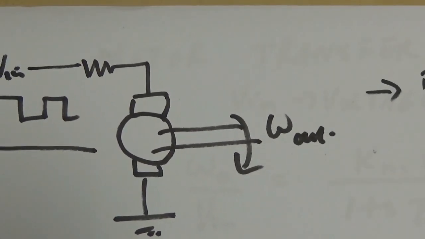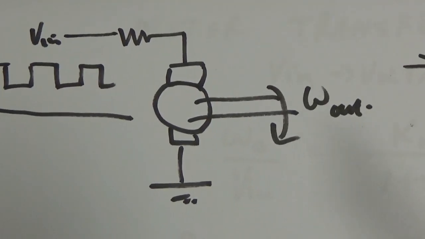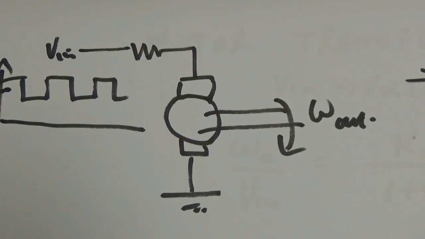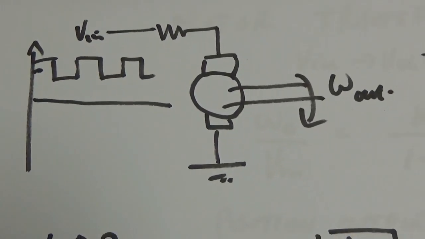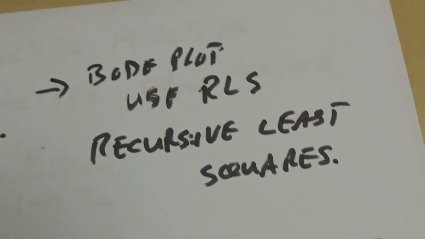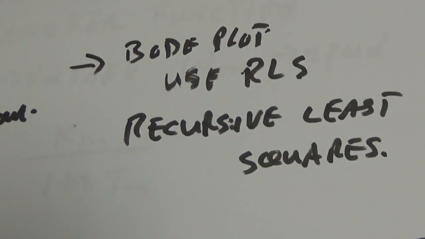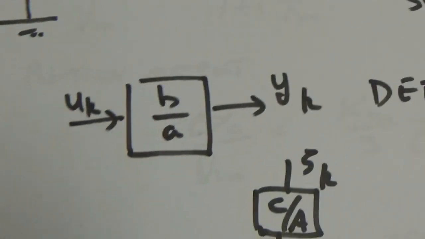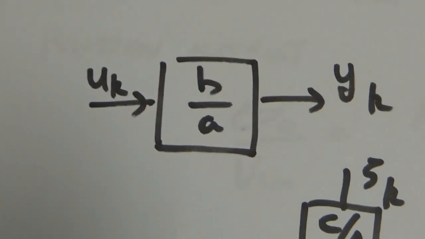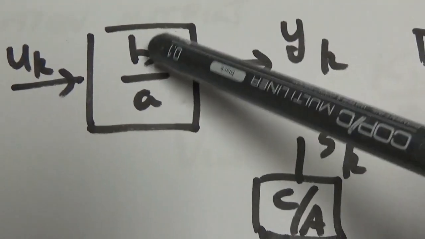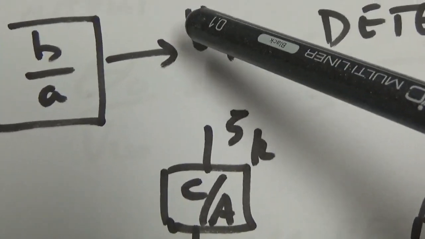So what we can do is add an extra integrator artificially in the model to get us to position, and that should give us the right transfer function, hopefully. So we're going to plot the Bode plot, and as I said earlier, we're going to use recursive least squares. So the LQR problem is simply this: control input, and there's our system, our motor transfer function B over A.